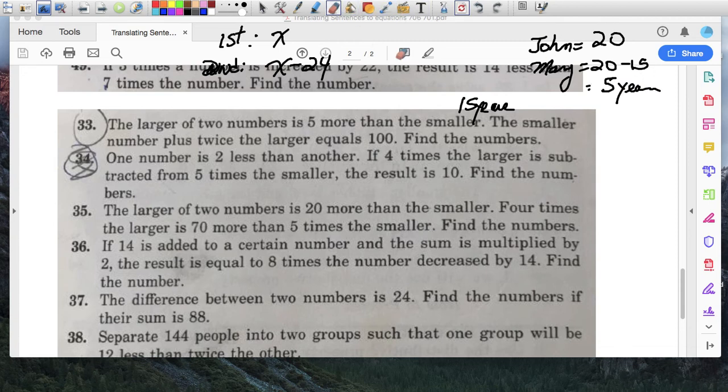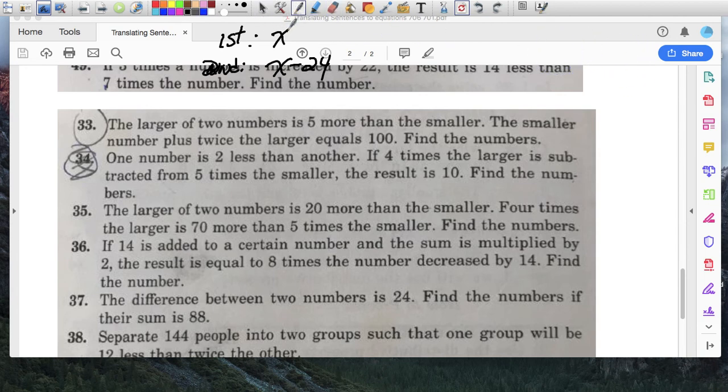Likewise, I use that scenario to set up my number. So if there's two numbers and one of them is x, the difference between those two numbers is 24, and if one of them is x, the other number is going to be x minus 24. So I have my two numbers identified, and I can write that, find the numbers if their sum is 88. So if I take the first number, add to the second number, and I'll put that in parentheses, I'm going to get 88.